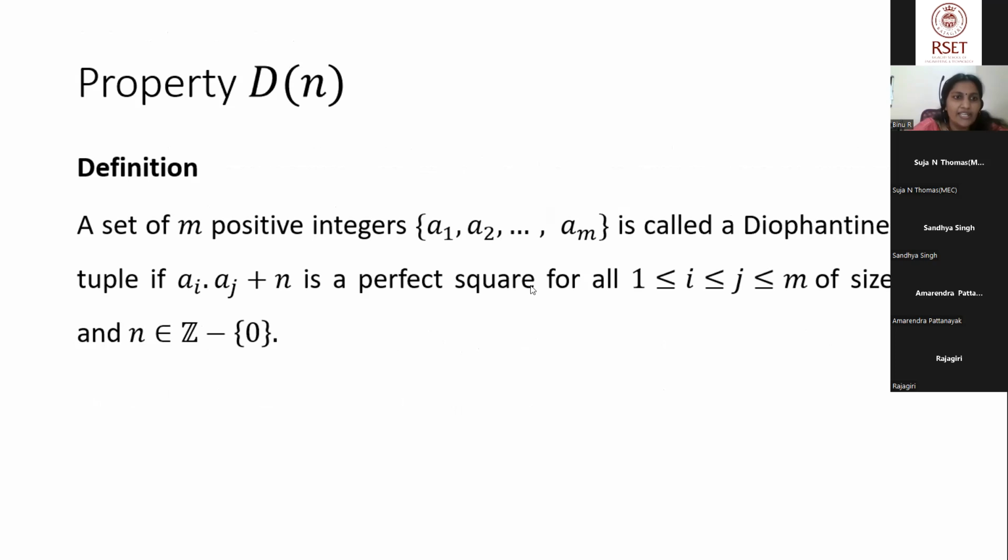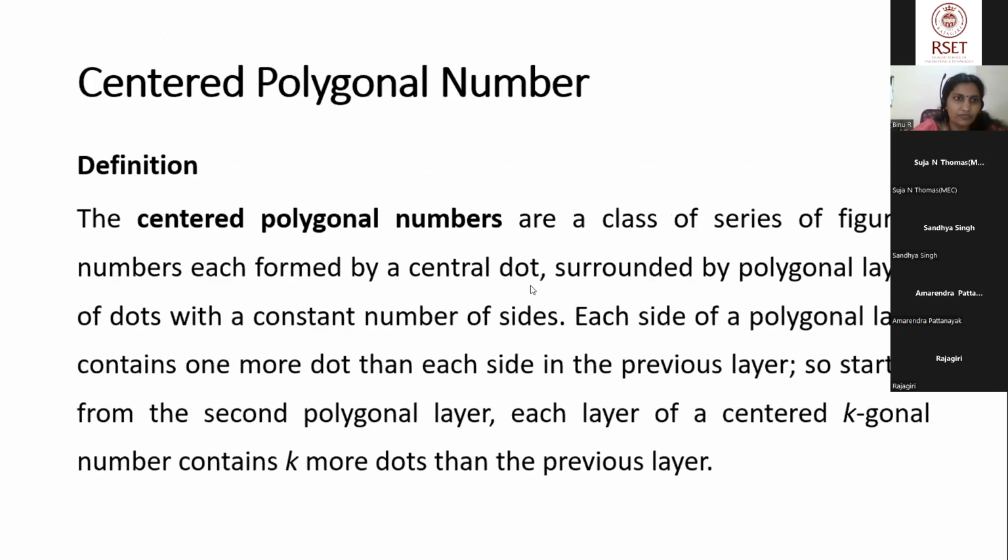Property D(N). A set of M positive integers A1, A2, etc., Am is called a Diophantine M-tuple with property D(N) if Ai times Aj plus N is a perfect square for all 1 less than or equal to i less than j less than or equal to m, of size M, where N can be any positive or negative integer.